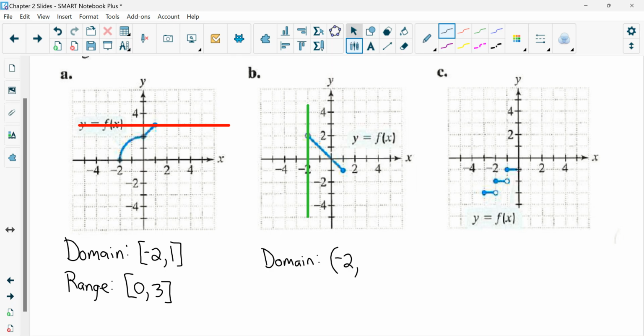The furthest right we go is right here, which is +1, and there's a closed dot with that, so it would have a bracket.